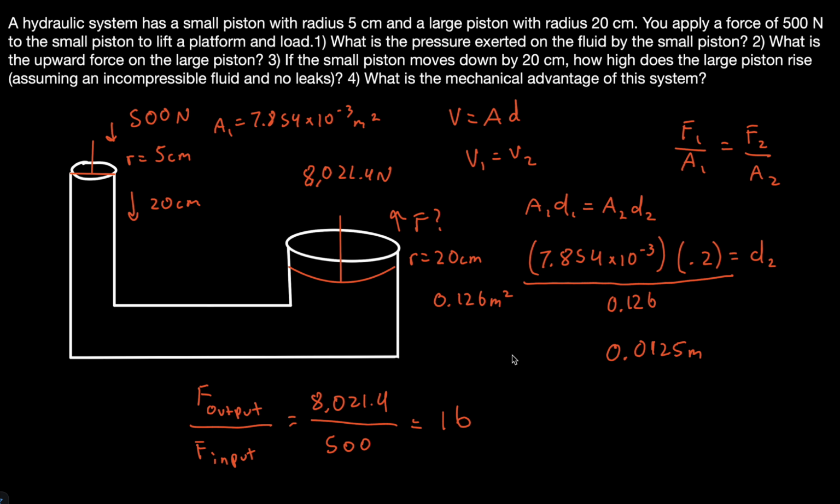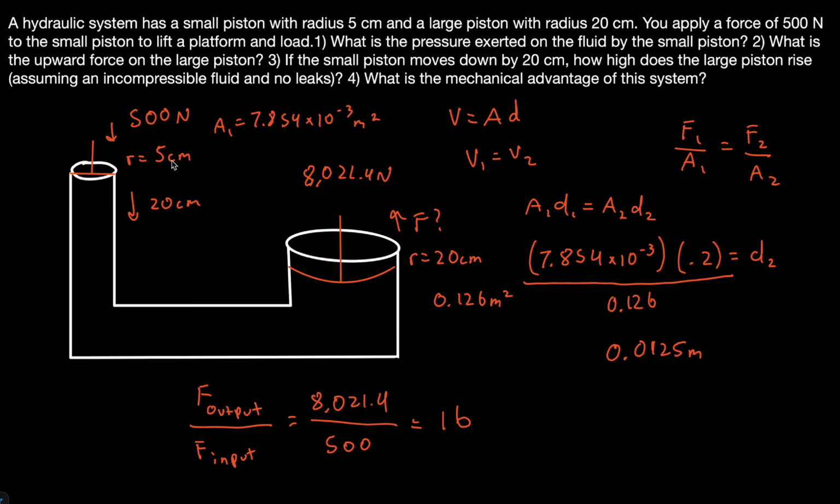So when we're looking at these hydraulic systems, we're applying Pascal's principle to get a great mechanical advantage. The beauty about hydraulic systems and Pascal's principle is that with this small piston, we only have to apply a small amount of force to get even more force from this large piston. So all we have to do is apply 500 newtons of force, and we get 8,021.4 newtons of force from that.